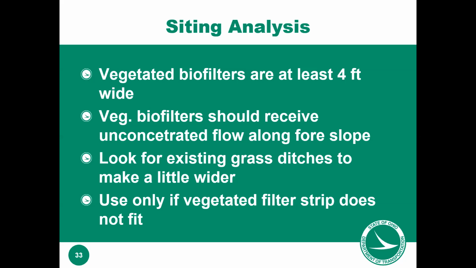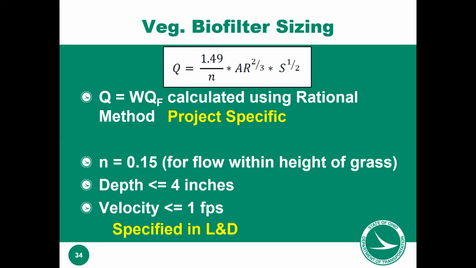So generally, you look at these after you've figured out the vegetative filter strips don't work, and you're generally seeing if you can make your 2-foot ditch into a 4-foot, 5-foot, 6-foot ditch. We use Manning's equation to figure this out, just to figure out the depth and velocity.